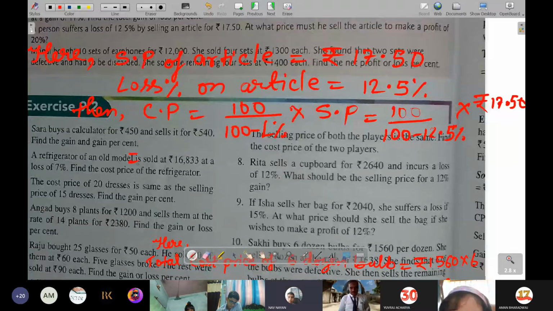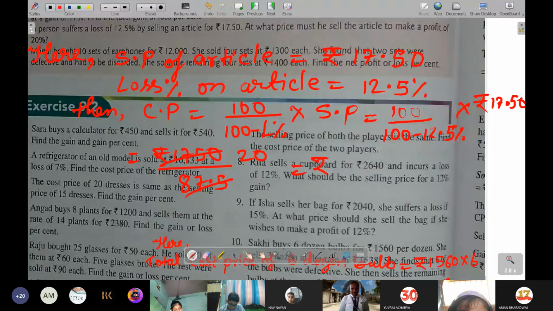So how much this will become? Here it will come 100 at the top. When it will be multiplied with 17.50 rupees. So it will become how much? 87.5, is it? Okay, this is CP. Okay, so when you will reduce it, 87.5, I think it will become double of this is 175. So it will become rupees 20.